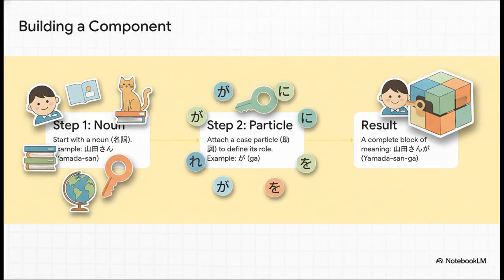You just take a noun, say Yamada-san, and then you attach a special little marker called a particle, something like ga or ni or o. Now, this particle is the key. It's like a label that tells you exactly what role that noun is playing. Is it the one doing the action, the one receiving it? The particle defines its function, creating a complete, solid block of meaning.